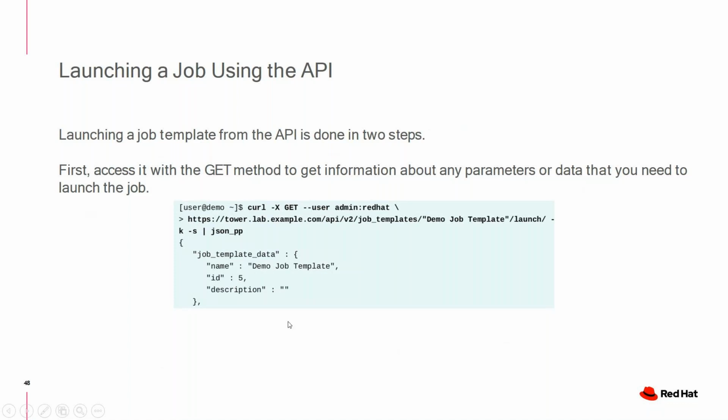Launching a job using the API. Launching a job template from the API is done in two ways. First, access it with the GET method to get information about any parameter or data that you need to launch the job. Here is an example: curl -X GET --user admin, and you will find the detail.